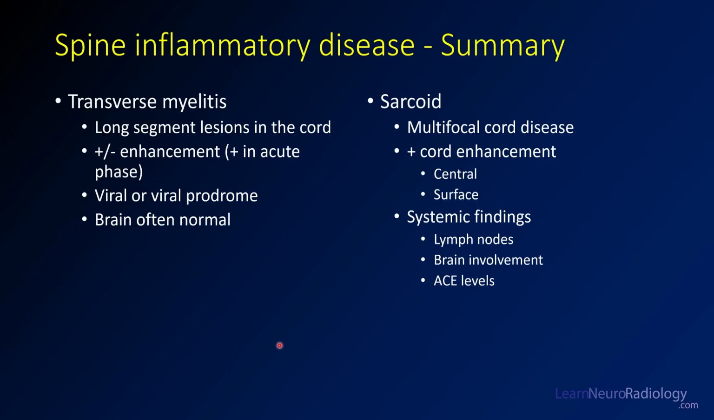In summary, when you have spine inflammatory disease, the two main things you're going to see are a transverse myelitis, which we saw two cases of here with multi-segment lesions in the cord that had some enhancement. They're often associated with a viral prodrome, whereas with sarcoid, you often have multifocal disease, but think about that surface or peripheral cord enhancement. Sarcoid is often associated with systemic findings. So you'll have the lymph nodes, you'll have the brain involvement, you'll have the chest involvement and abnormal ACE levels as well. These are definitely things to think about.